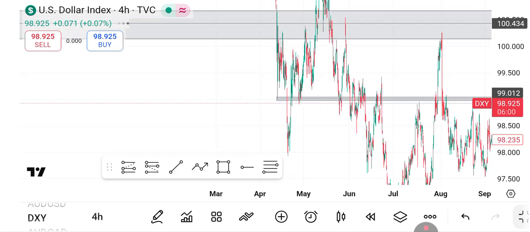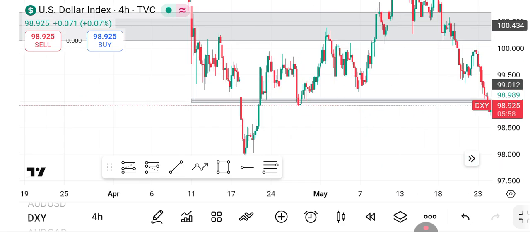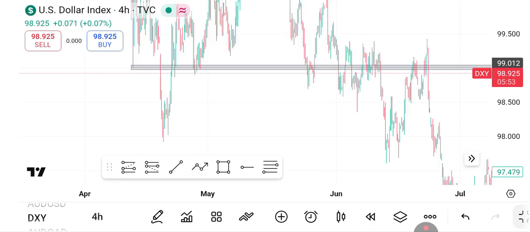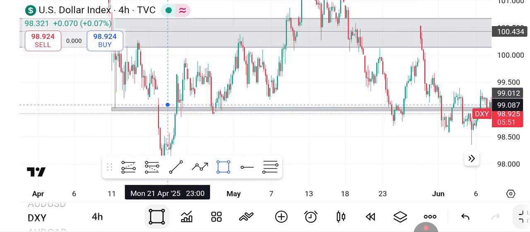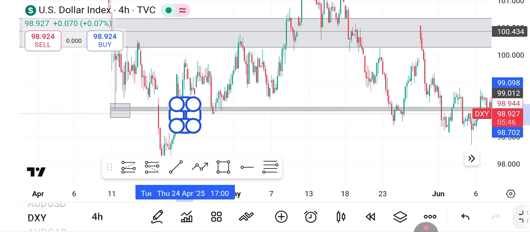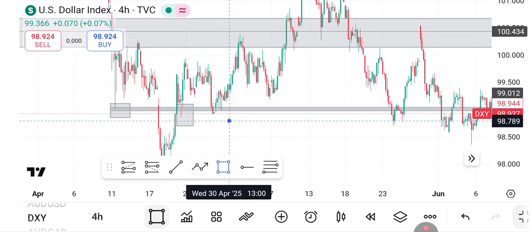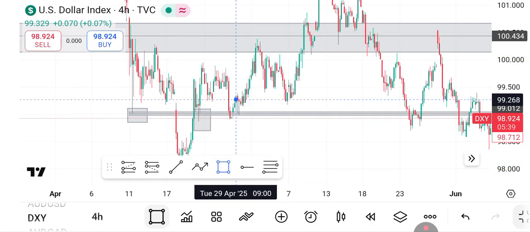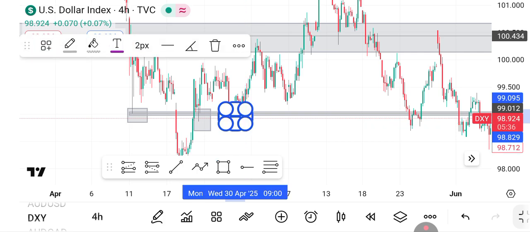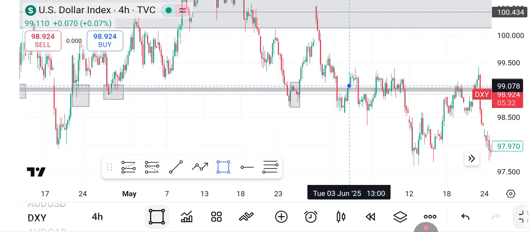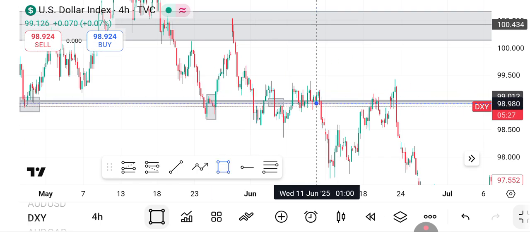As you guys can see, the 99.012 zone has been respected multiple times by the price, with this being our first touch, with this being our second touch, with this being our third touch right over here, with this being our fourth touch, with this being our fifth touch, with this being our sixth touch.